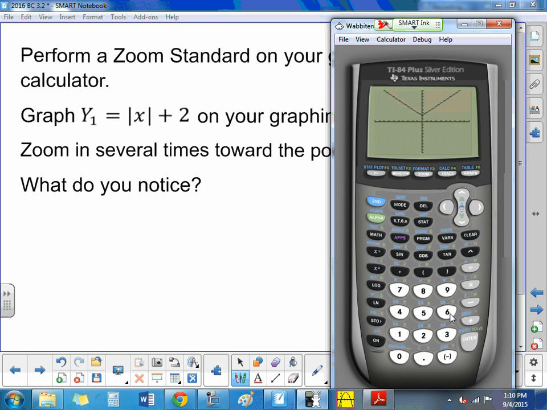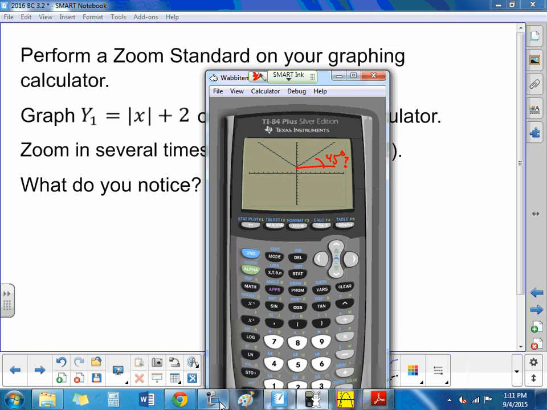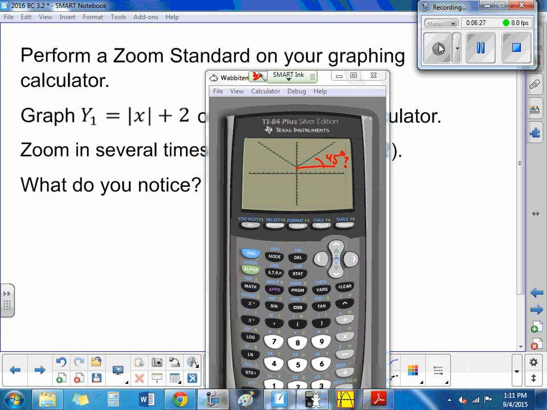Notice that this angle right here doesn't really look like it's supposed to. This is supposed to look like a 45-degree angle. The absolute value graph is supposed to make a 45-degree angle with the x-axis. Something doesn't seem quite right. So notice that that's not a 45-degree angle. Not quite. Does anyone know why?